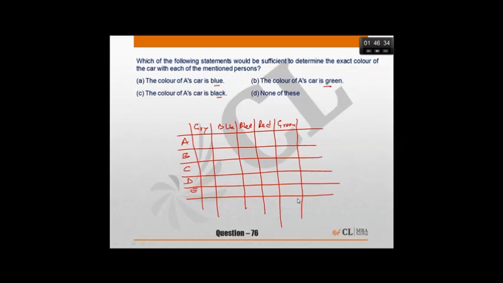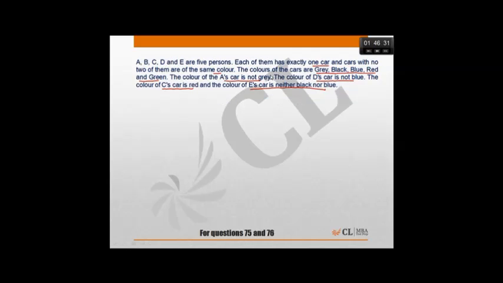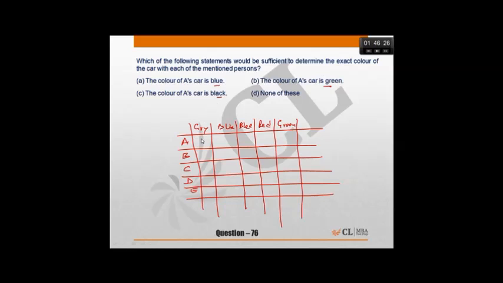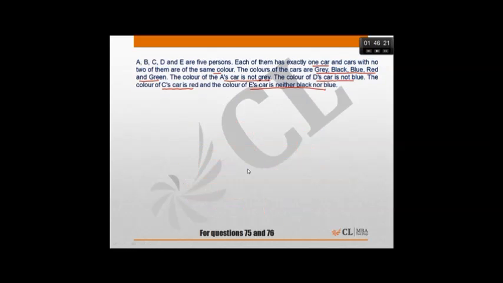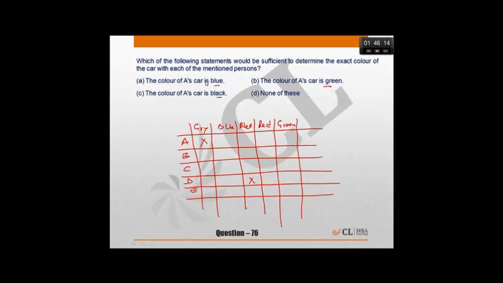Okay. Now the data, there was some additional data. A is not grey and D is not blue. C is red, so C has to be red. E is neither black nor blue. Obviously that means those options are not possible.